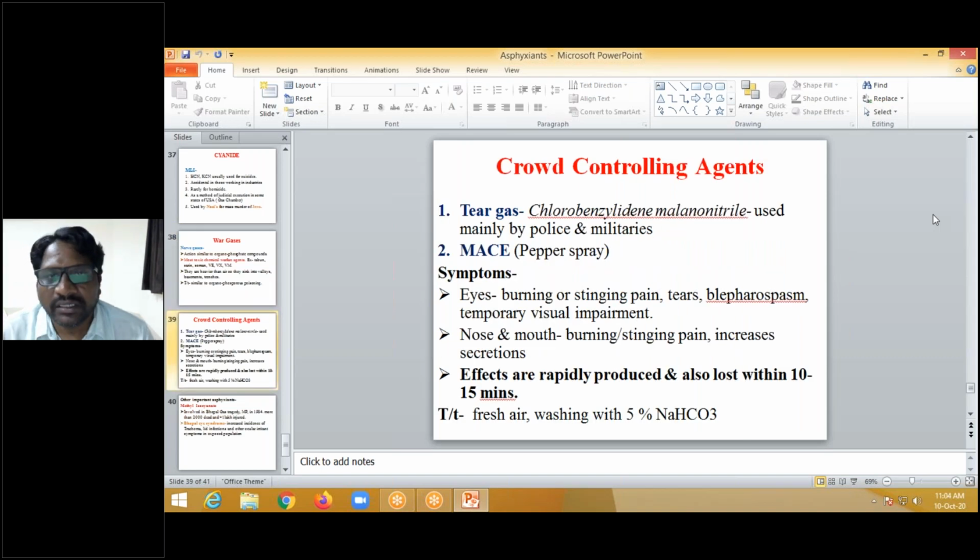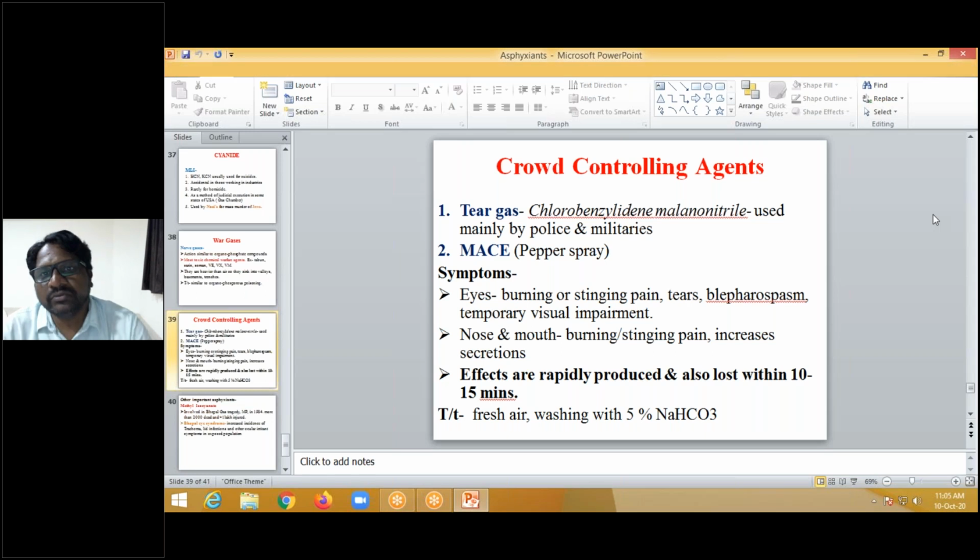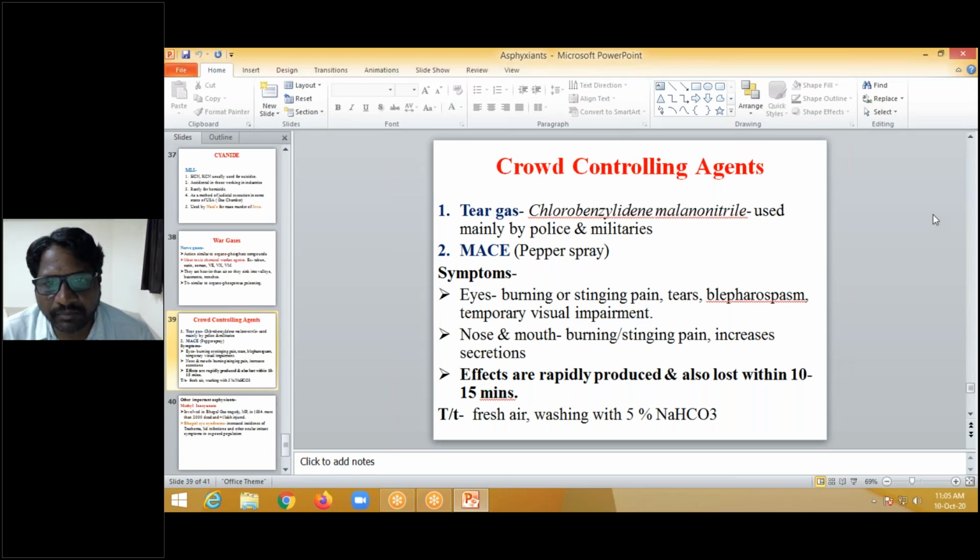Next, crowd controlling agents. In case of people going on hunger strikes or other strikes, to control these people, crowd controlling agents are used, for example tear gas. That is chlorobenzylidene malononitrile. It is used mainly by the police and military to control the people who are doing strikes and mass gatherings. Then there is pepper spray, used to protect themselves and to control the crowd also.